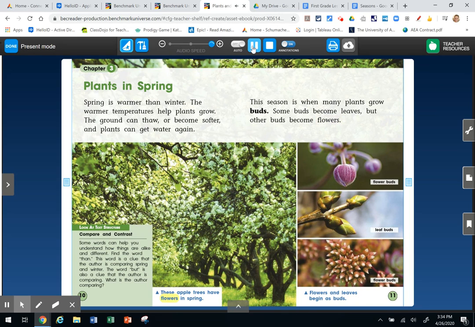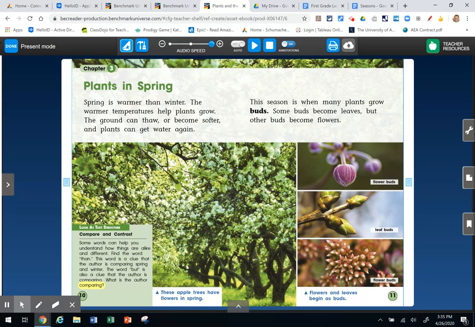These apple trees have flowers in spring. Flowers and leaves begin as buds. Flower buds, leaf buds, flower buds. Look at text structure. Compare and contrast. Some words can help you understand how things are alike and different. Find the word than. This word is a clue that the author is comparing spring and winter. The word but is also a clue that the author is comparing. What is the author comparing?